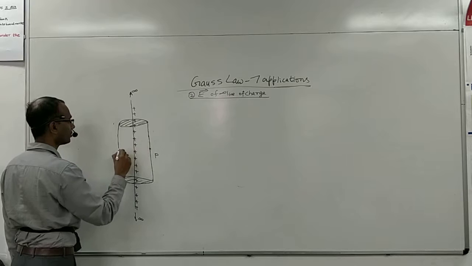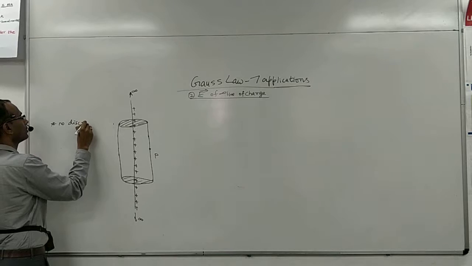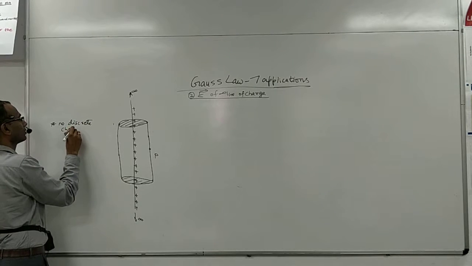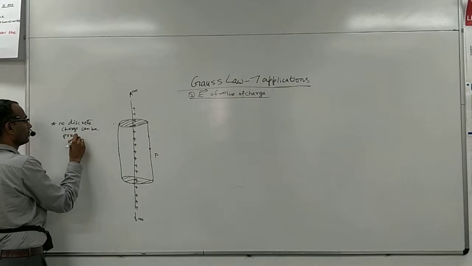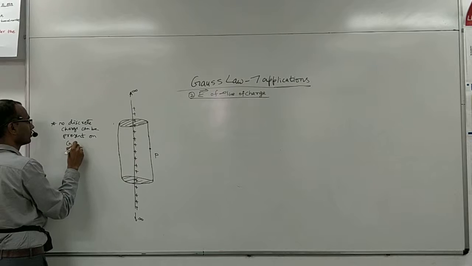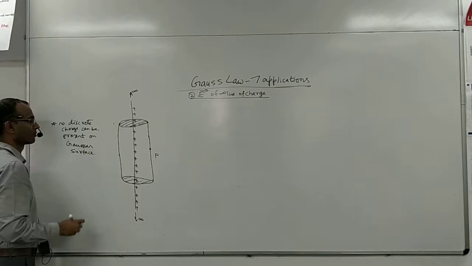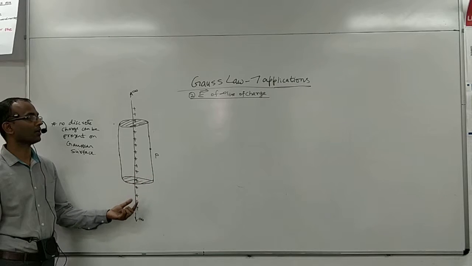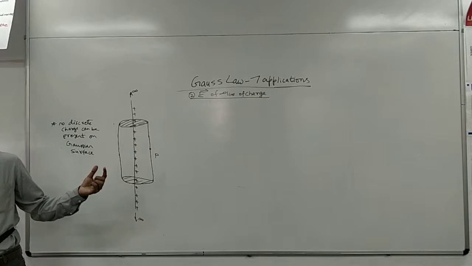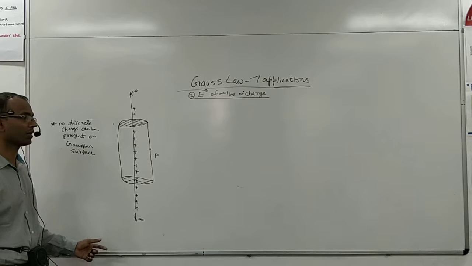So I will also write it, because it's an important point. No discrete charge can be present on the Gaussian surface. I cannot have a separate point charge located on the Gaussian surface, but the Gaussian surface can cut through a continuous distribution of charge. That is allowed. Okay?